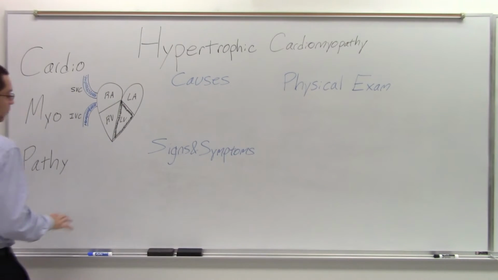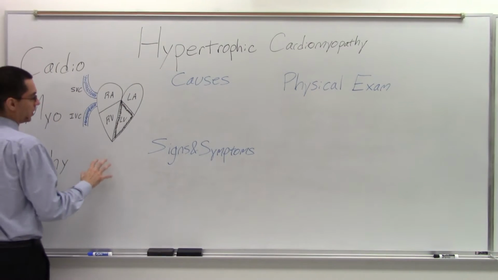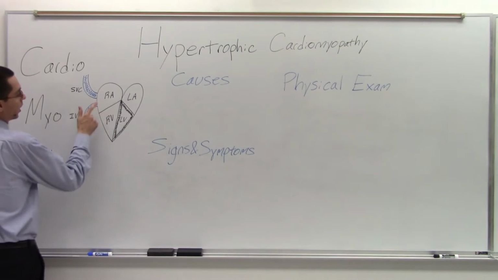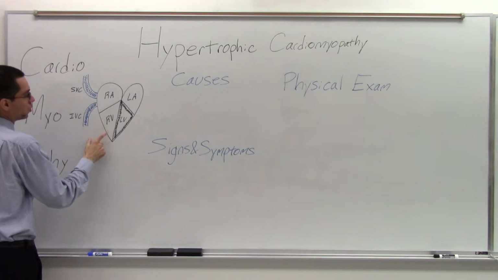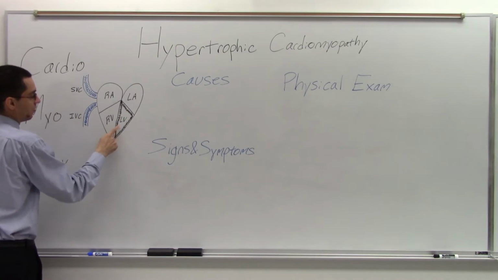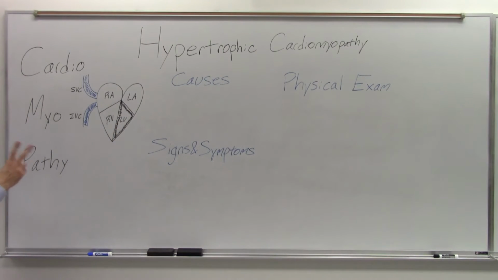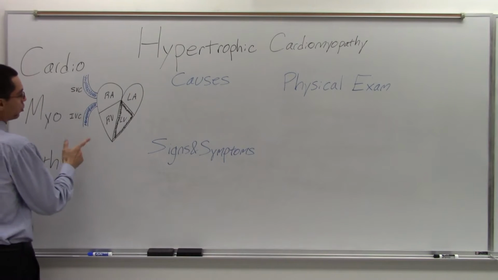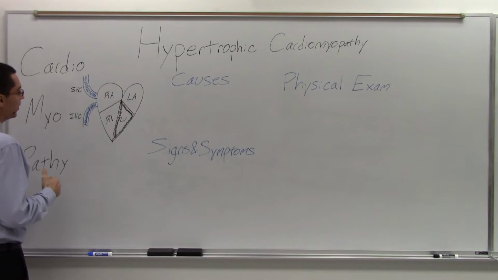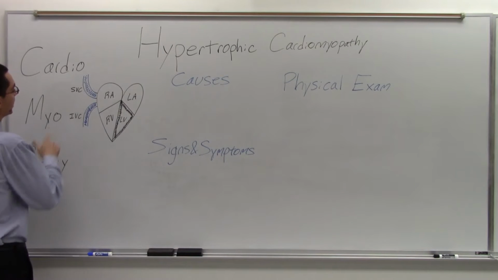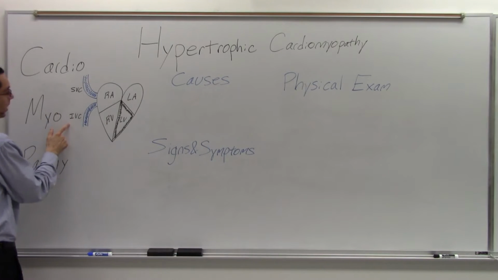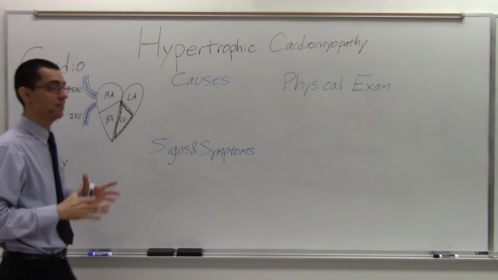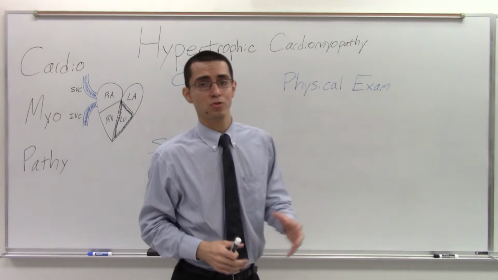Let's take the heart for example. The heart is a muscle. It is divided into four chambers: the right atrium, the right ventricle, the left atrium, and the left ventricle. There are two major veins that return deoxygenated blood back to the heart. These veins are the superior vena cava and the inferior vena cava. The heart takes this blood and it gives it to the lungs.